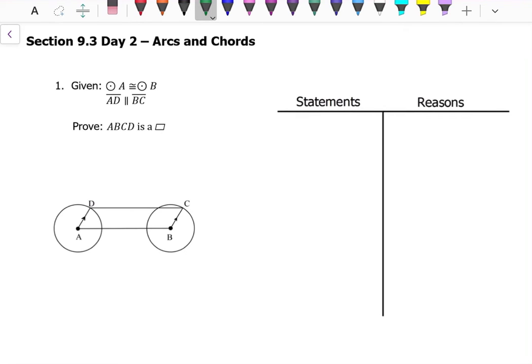Welcome back for section 9.3, day 2 on arcs and chords. This section, we have 2 proofs to do, so let's go ahead and get this done.